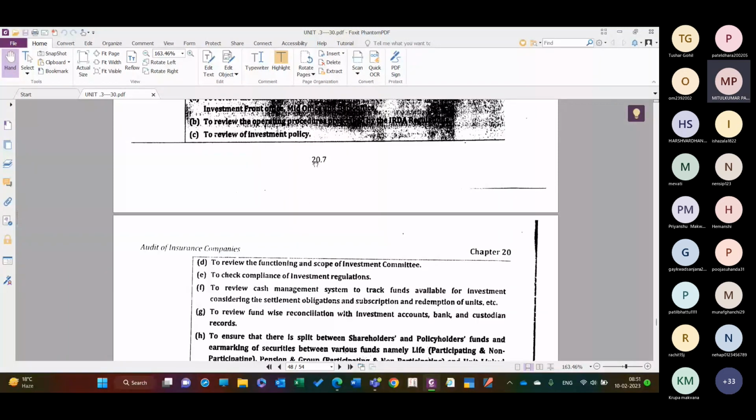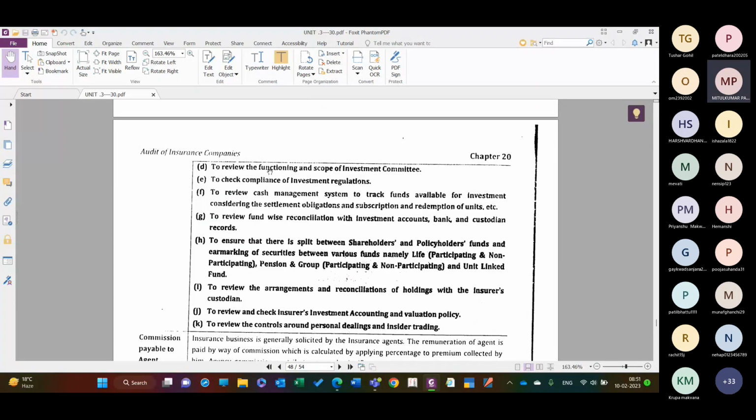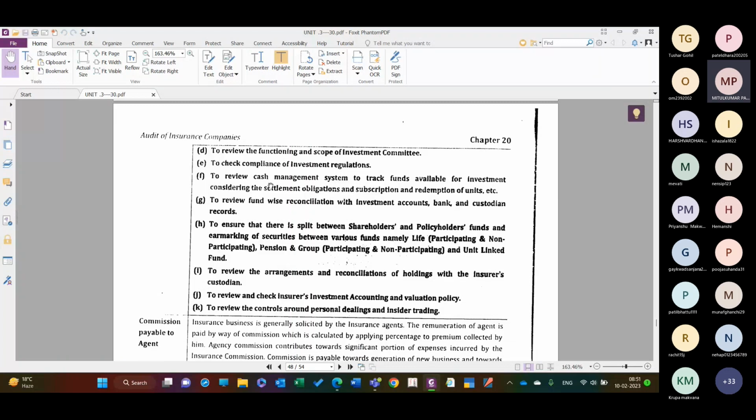लेकिन अपनी होगी तो वो आपको as an auditor I have to review that policy, to review the functioning of the investment committee. Investment committee क्या है, उनका रोल क्या है, उसके functioning क्या है. To check the compliance of the investment regulations, ऊपर जो दिया है वो. To review the cash management system to track the funds available for investment considering the settlement obligations and subscription and redemption of units.